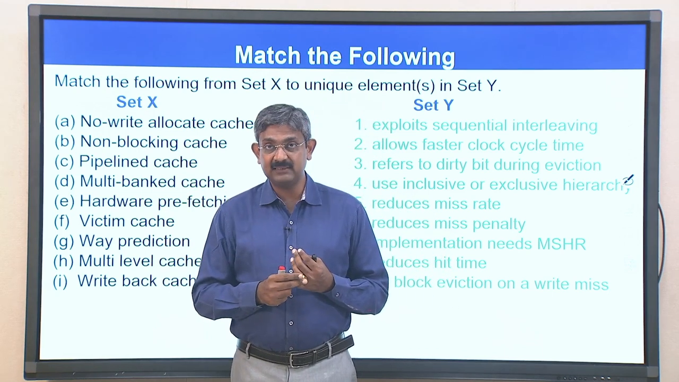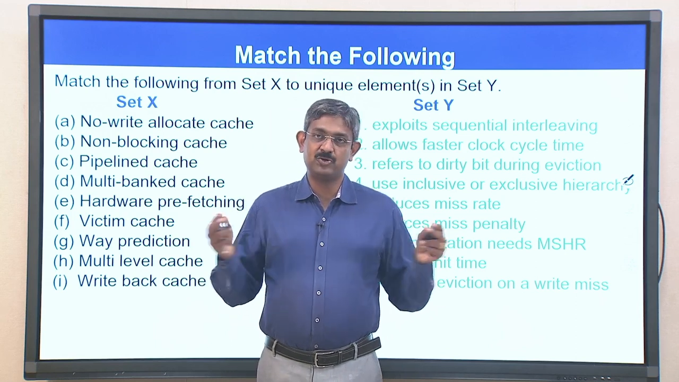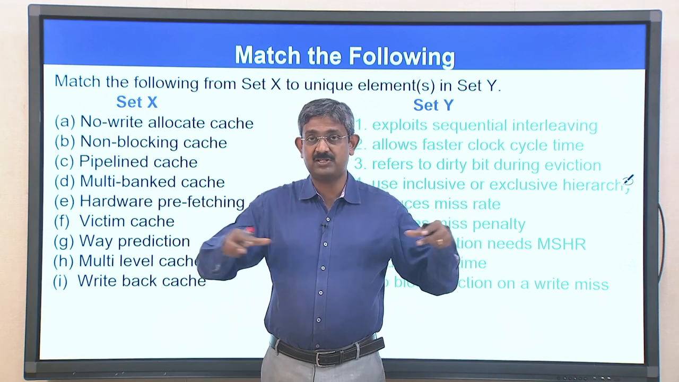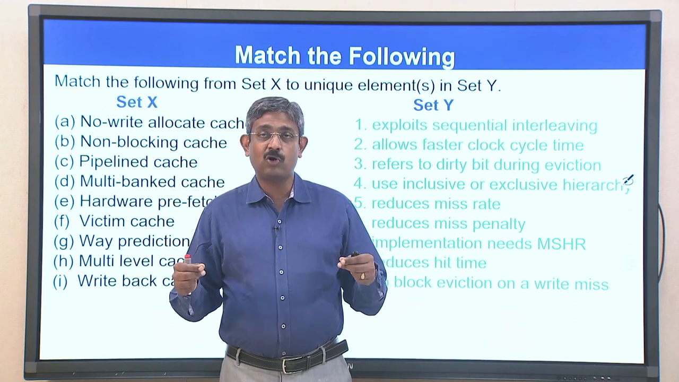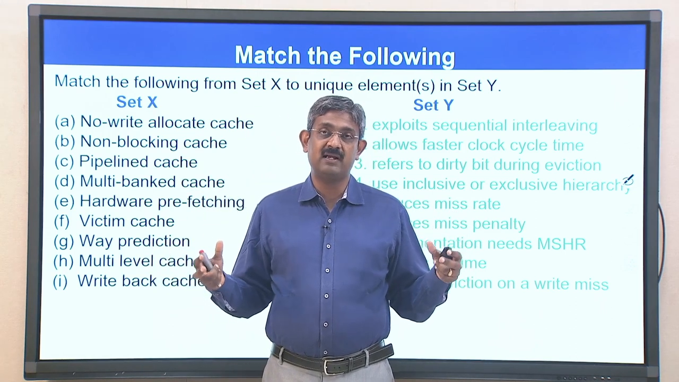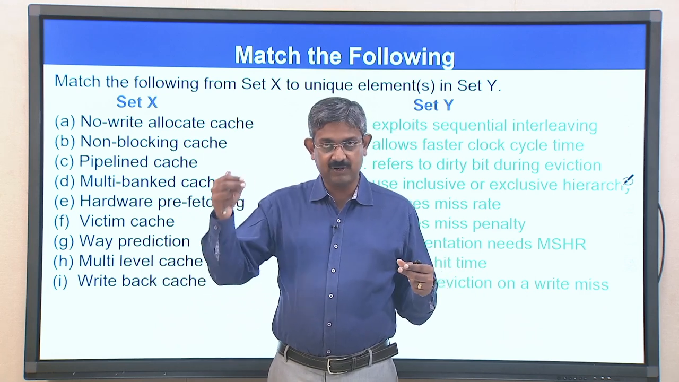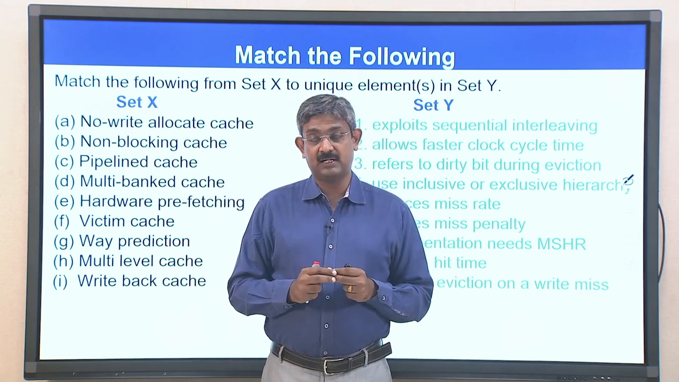Next, you have way prediction. When you go for a set associative cache, in parallel you have to perform a search in all the locations, and then depending upon where the hit occurs out of the multiple ways in a given set, from that point we may have to return the corresponding word.